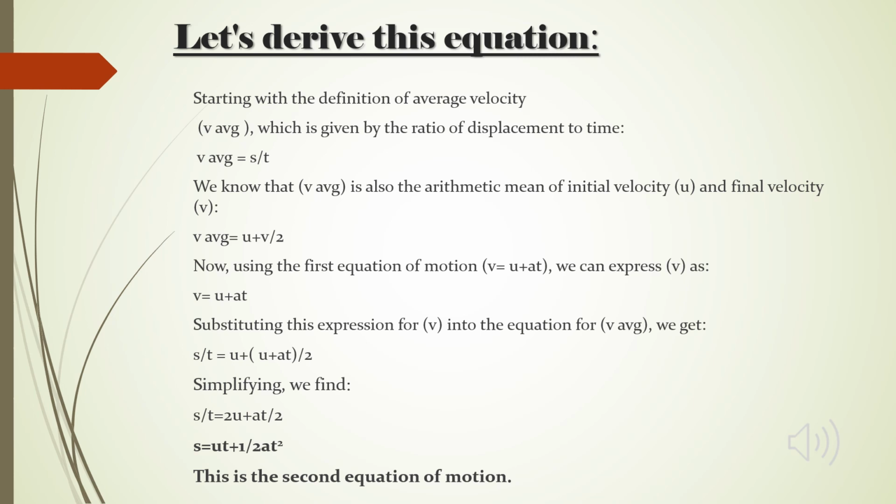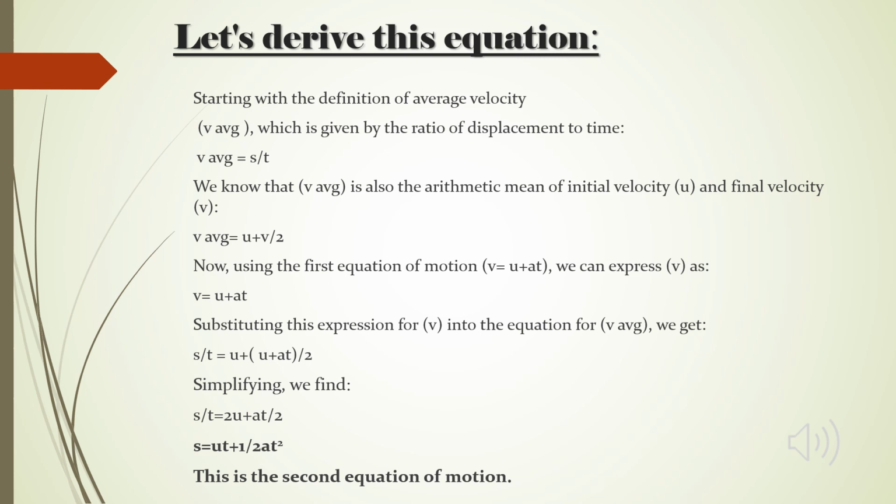Now we will start with the definition of average velocity. We know that average velocity is the ratio of displacement to time, v average = s/t. We know that v average is also the arithmetic mean of initial velocity u and final velocity v, v average = (u + v)/2. Now using the first equation of motion, we can express v as v = u + at.